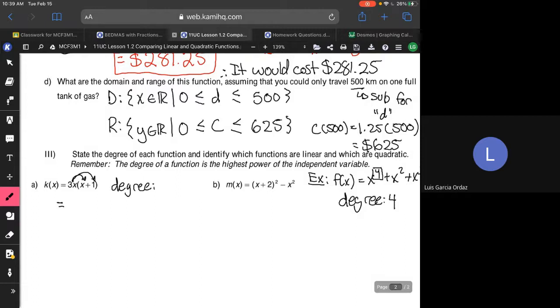So I need to multiply 3x by x. Can someone tell me what that gives me? Jade. 3 x what? X squared plus 3x. So what is the degree of this function? What is the highest exponent, Rita? 2. So if my exponent is 2, what type of relation do I have? Linear or quadratic? Quadratic.